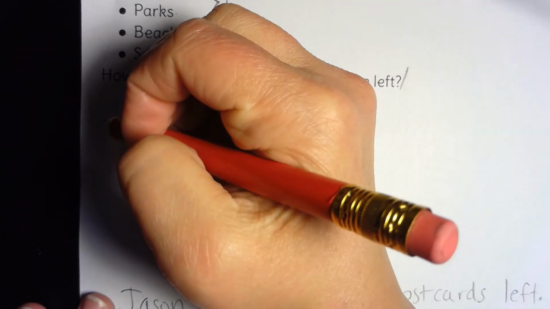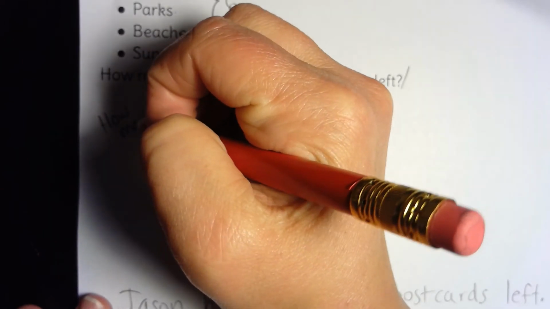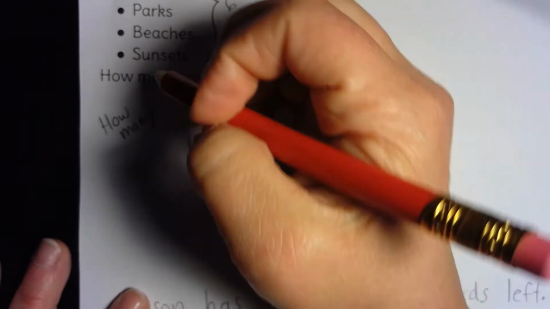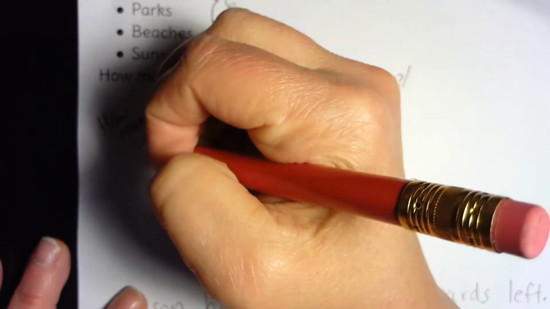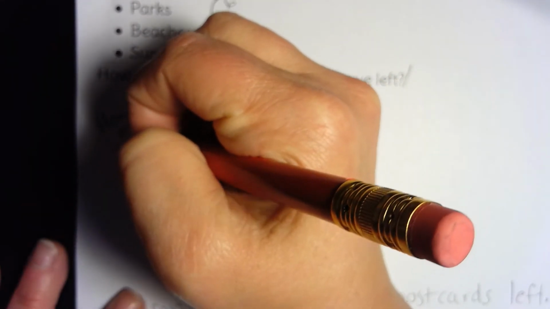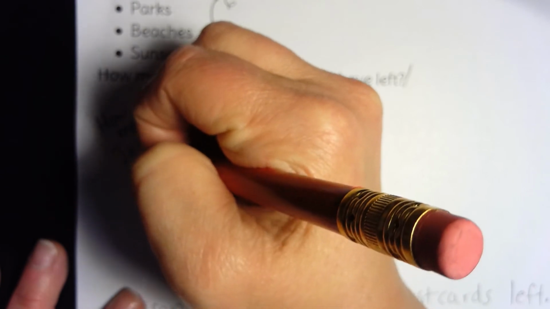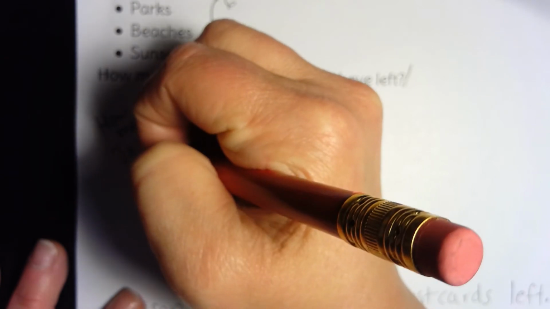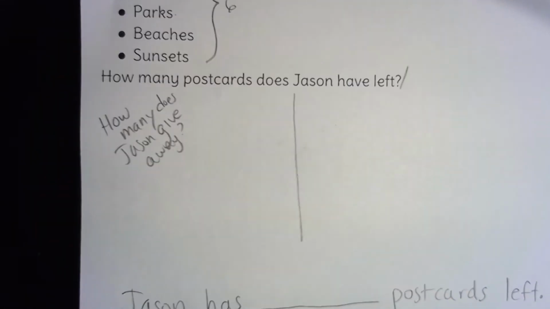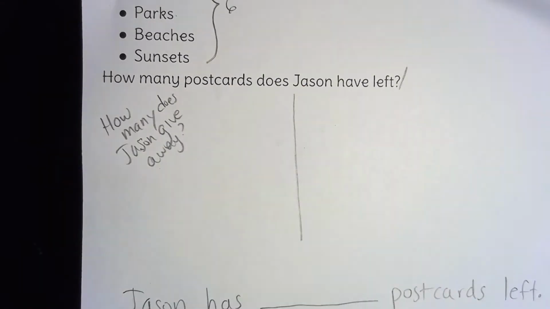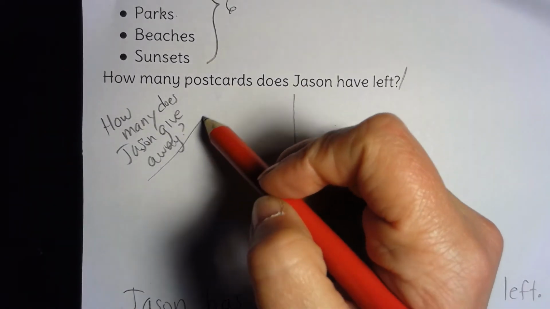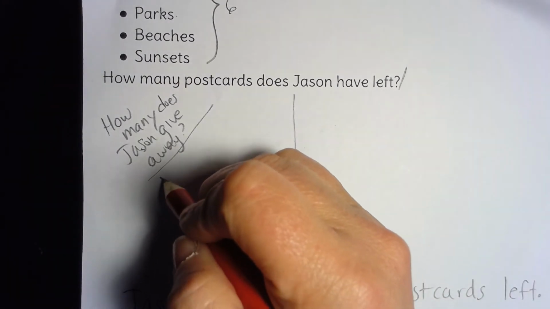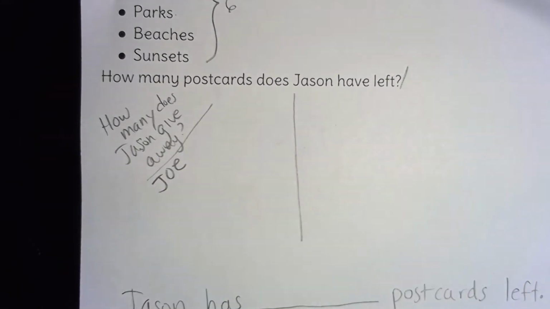I need to know how many postcards Jason gives away. So how many does he give? Like how many does he give away? Oop, I hate it when it does that. It freezes. How many does Jason give away to Joe? Or you could have just done something really super short and easy. And here's how we figure that out.